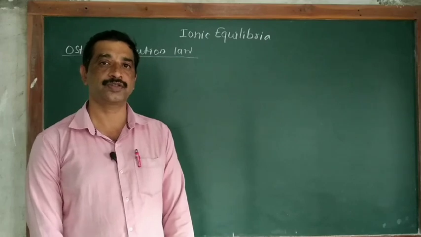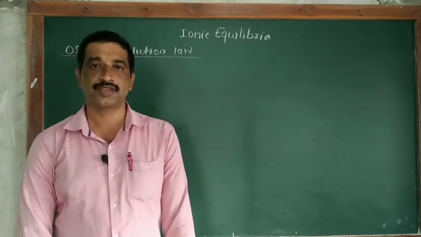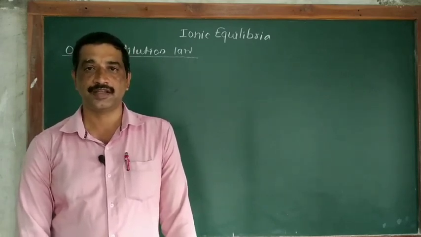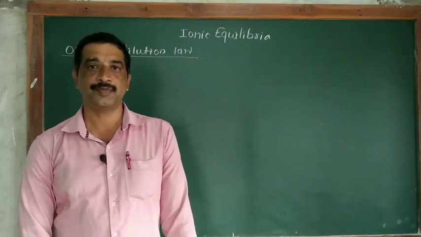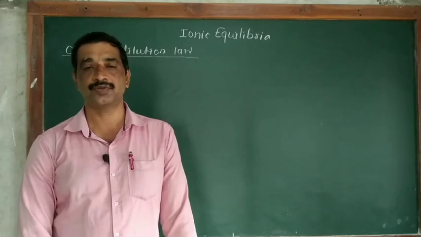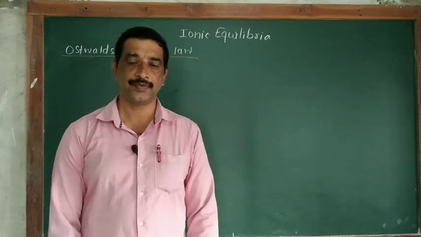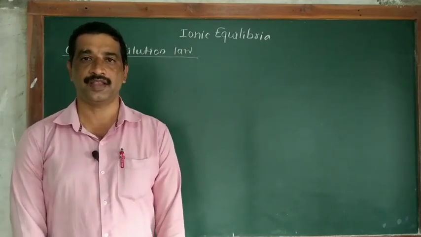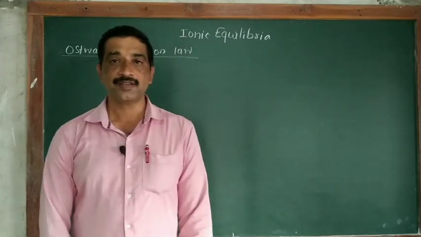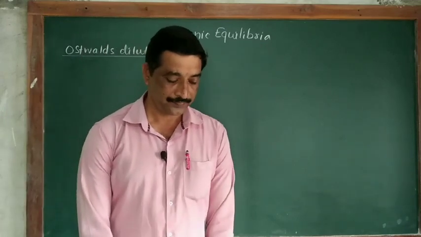So Ostwald's dilution law gives the relationship between the degree of dissociation, dissociation constant and concentration of weak acid and weak base. This mathematical relationship between the degree of dissociation, dissociation constant and concentration or volume of the weak acid and weak base is commonly known as Ostwald's dilution law. We are first considering Ostwald's dilution law for weak acid.